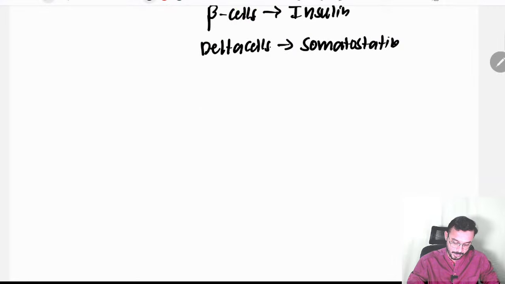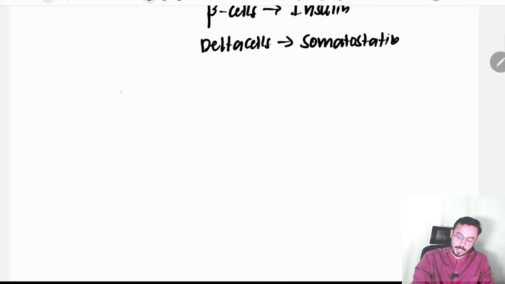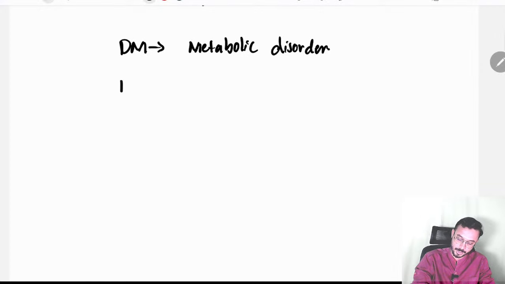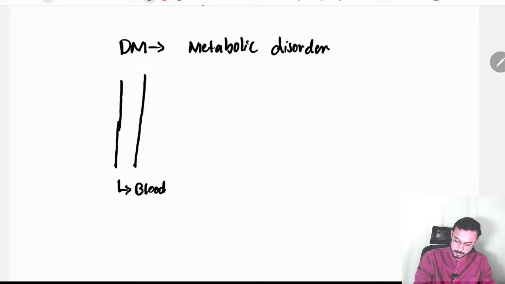So what actually happens, let's discuss over here. Diabetes mellitus is a metabolic disorder. As I told you in the earlier slide also, there will be an increase in the blood glucose level. So let us see what happens in this condition in diabetes. Suppose, imagine this is our blood vessel and this is the cell, right?